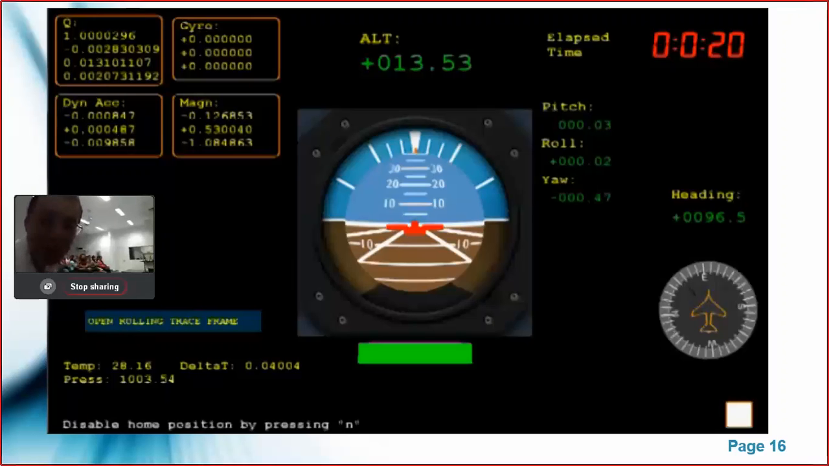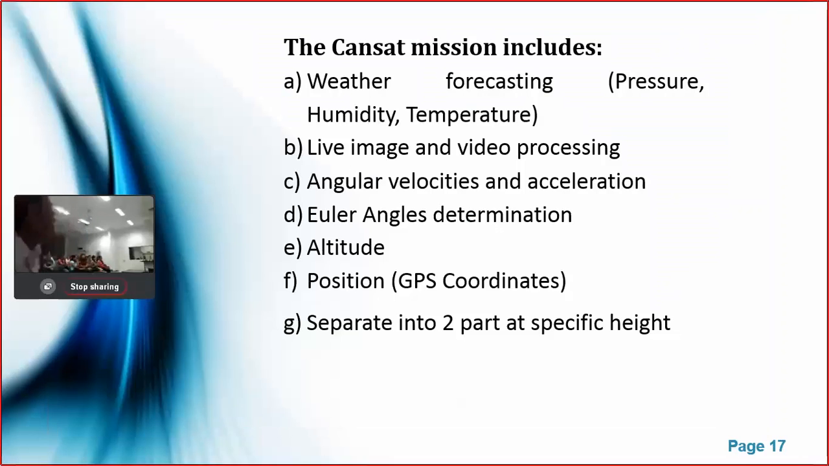Yes, complete? Okay. Yes, next. Next we talk about the Euler angle determination.